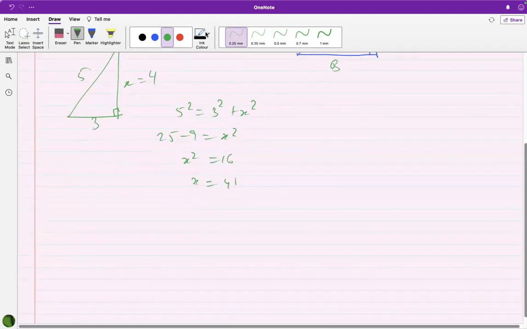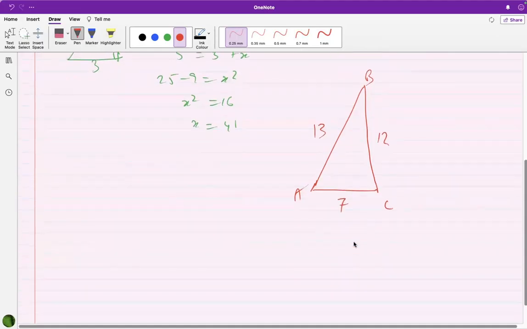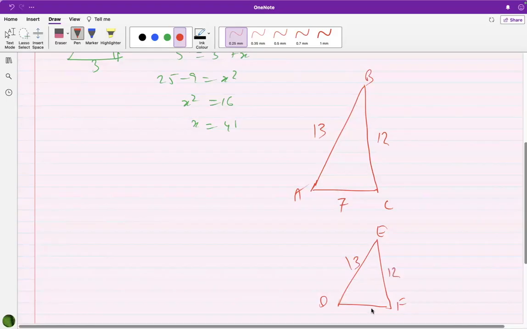One could also be asked to show that this is a right angle triangle, or tell us if ABC is right angled or not. So if we are given values 13, 12, and 7, that is one question. Another question is, let's say this is D, E, and F, 13, 12, and 5. Both diagrams are not drawn to scale. So we have to see if they are right angled or not.